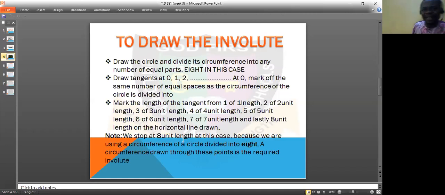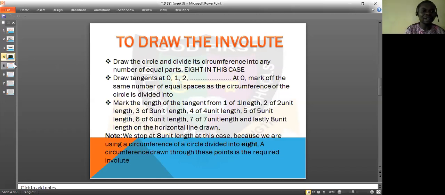I have explained how to draw the circle and divide it into 8 equal parts. After that, you draw the tangent. I'm recapping, or coming again, for you to understand better. You draw the tangent at point O. You take it straight. You divide it into 1, 2, 3, up to 8, as you have divided the circle. Then the next thing you will do is to mark the length, 1 of 1 unit length, 2 of 2 unit length, 3 of 3 unit length, up till you get to unit 8. That is what we are going to look at.